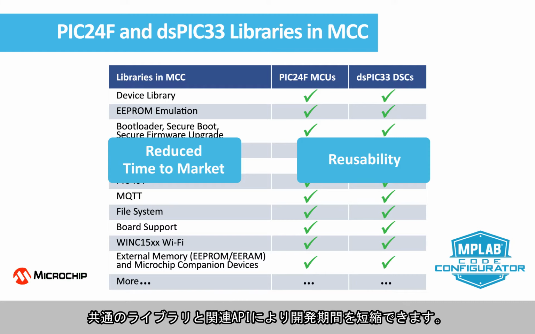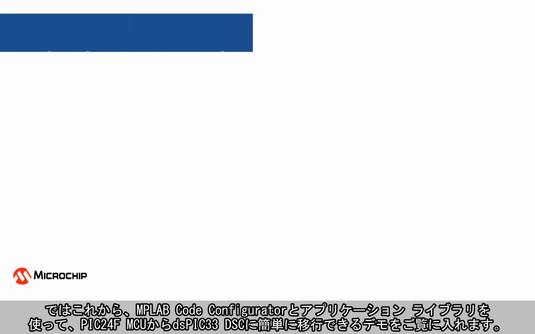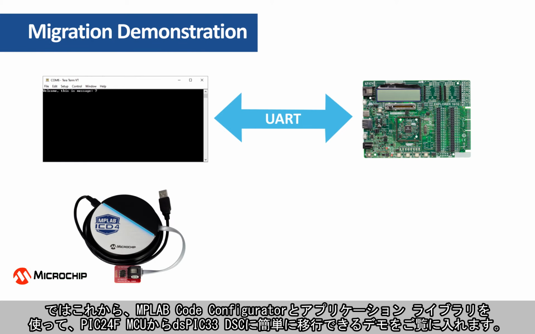The common libraries and the associated APIs speed up your development thanks to familiarity. These common libraries also reduce risk by providing a well-tested and supported code base. We will now demonstrate the ease of migration from a PIC24 MCU to a dsPIC33 DSC using MPLAB Code Configurator and the associated application libraries.